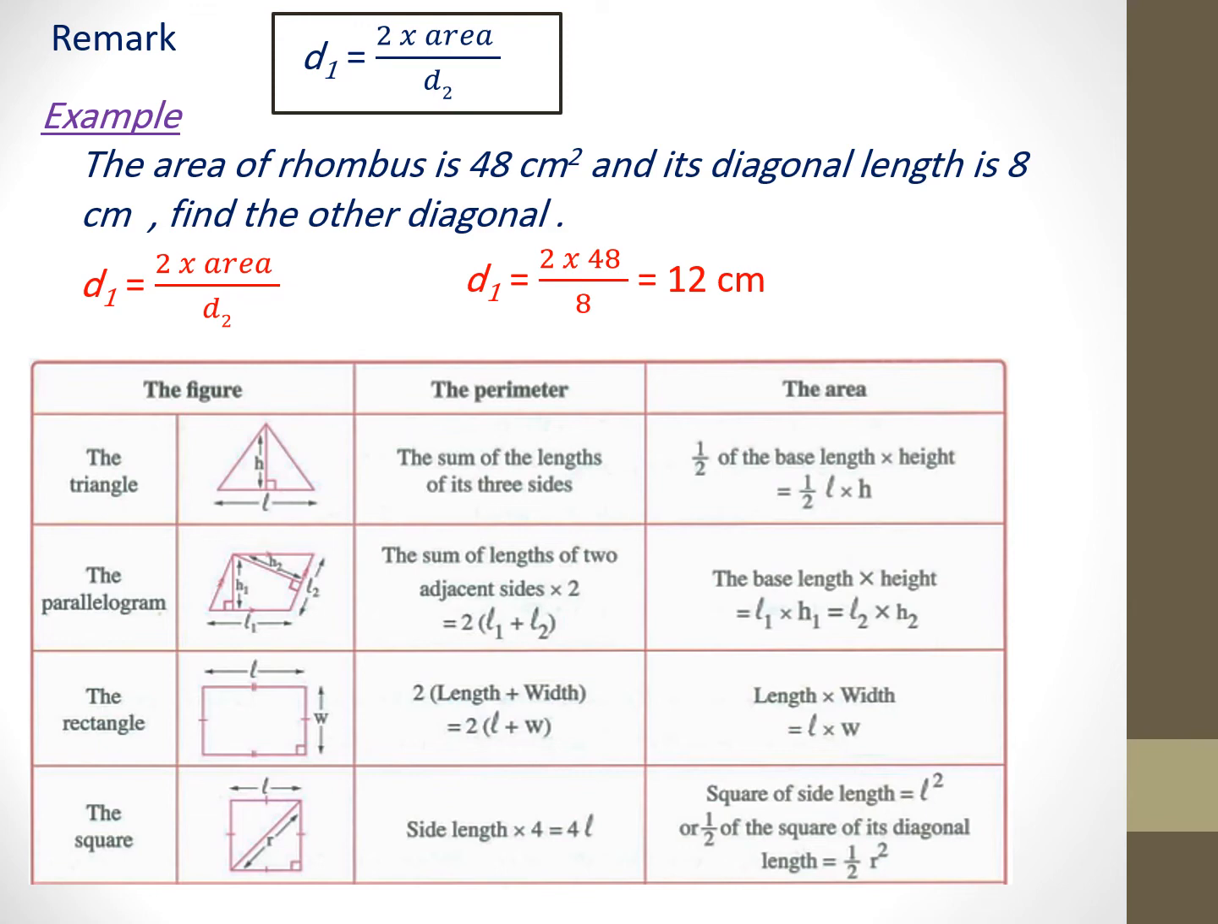The third shape is the rectangle. The perimeter of a rectangle is length plus width times 2, and the area of a rectangle is length times width. The last figure is the square. The perimeter of a square is side times 4, and the area of a square is side times side, equals L squared, or half times d times d, half times the product of the diagonals.